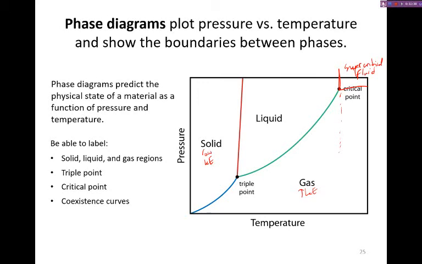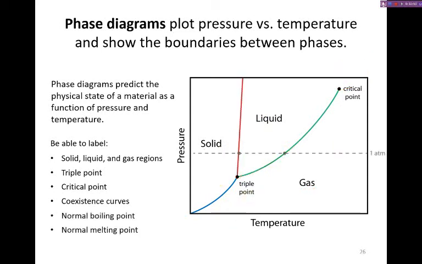You also have the coexistence curves, and that's what these lines are. These represent the transition between solid to liquid and liquid to gas, or solid to gas. And then the normal boiling and normal melting points, and those are listed there. At 1 atmosphere, you have the normal melting point and you have the normal boiling point.